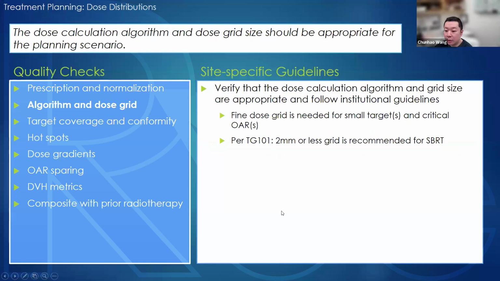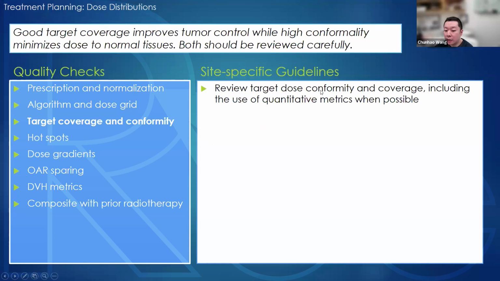Regarding algorithm and dose grid, you verify they are appropriate. A fine dose grid is needed for small targets and critical OARs. According to TG101, for SBRT, they definitely recommend a 2 millimeter or smaller dose grid size. Review target coverage and conformity, including use of a quantitative metric when possible.